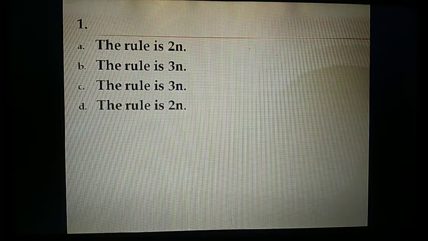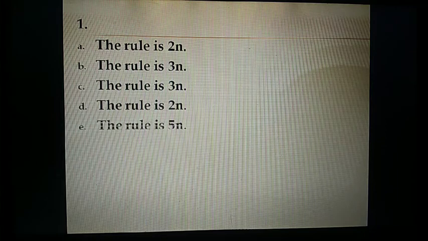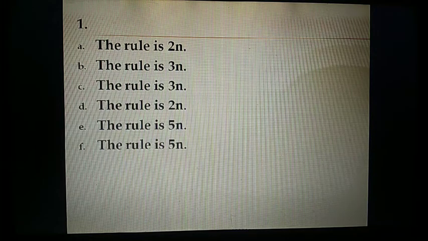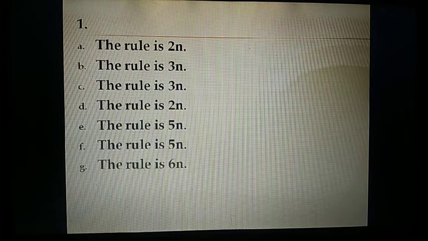Now there is a letter E. How many lines are there? 5. So the rule is 5n. In the next one it's S. Again there are 5 lines. So the rule is 5n. Now the letter is A and there are 6 lines. So the rule is 6n.